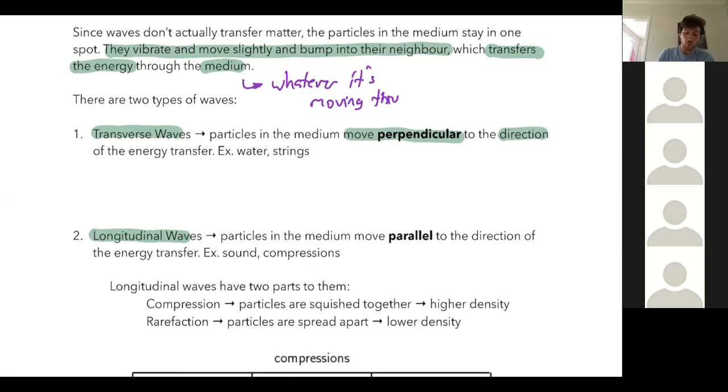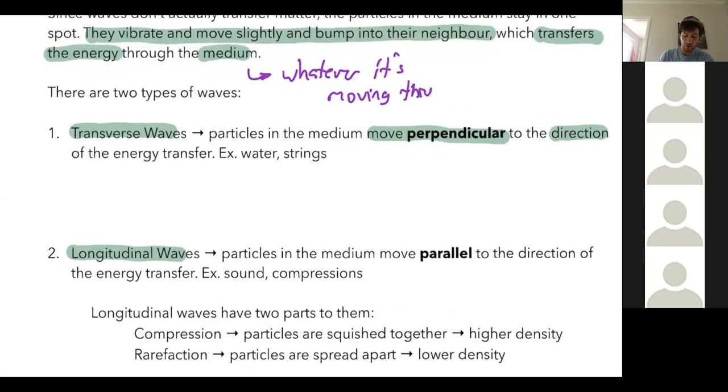Because if we have a wave moving this way, like so, the particles are just going up and down. That's all they're doing. They're going perpendicular to the way that it's moving, up and down.